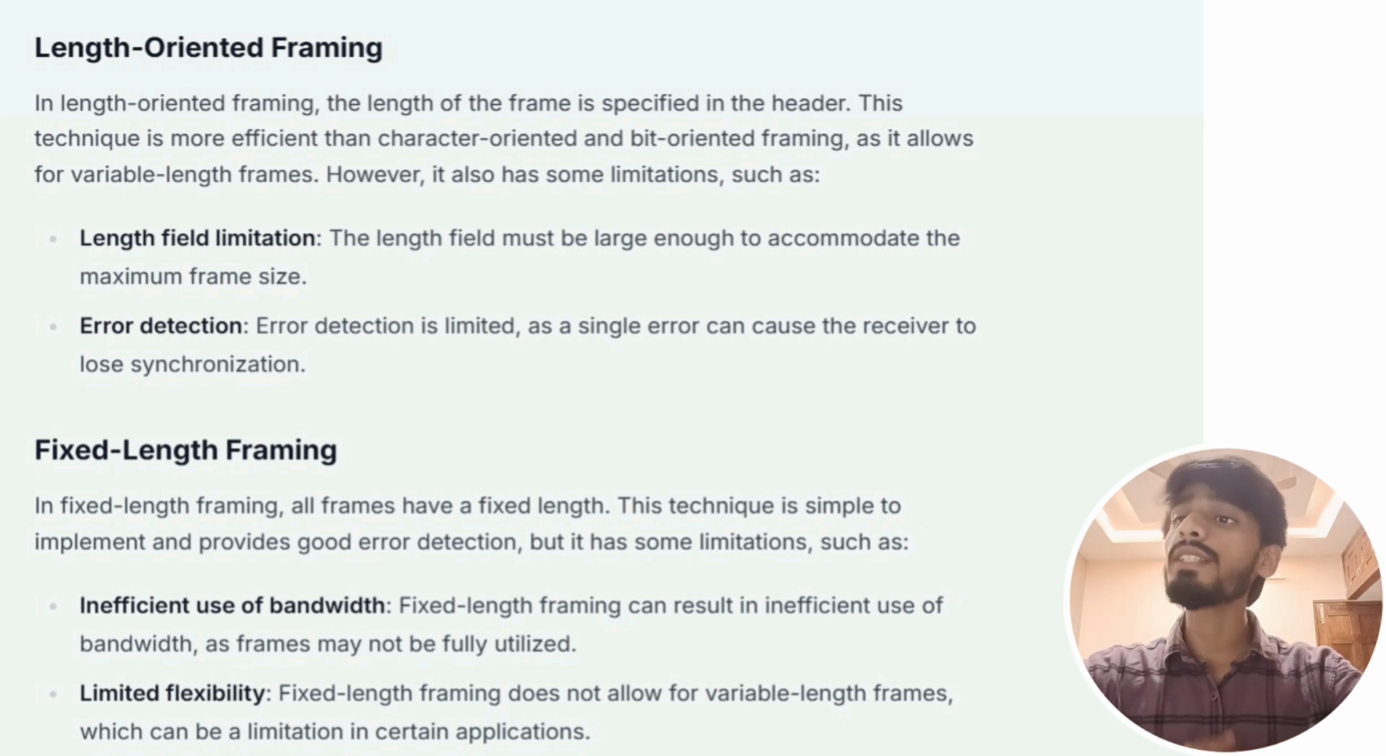Next is fixed length framing. In fixed length framing, all frames have a fixed length. This technique is easy to implement and provides good error detection, but it has some limitations such as inefficient use of bandwidth. Fixed length framing can result in inefficient use of bandwidth as frames may not be fully utilized. Limited flexibility. Fixed length framing does not allow for variable length frames, which can be a limitation in certain applications.